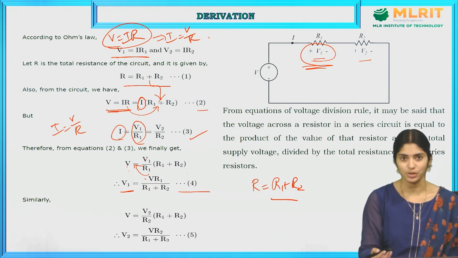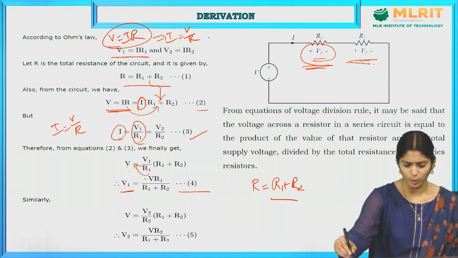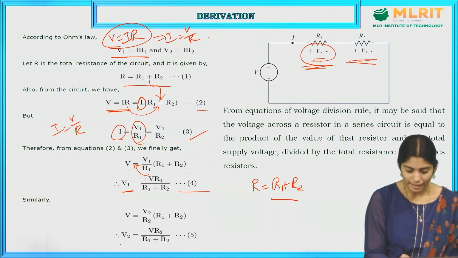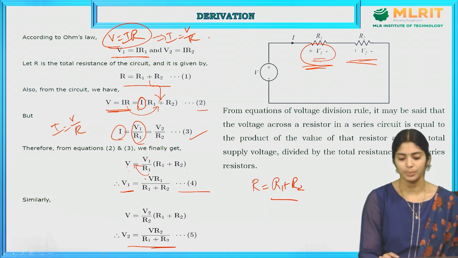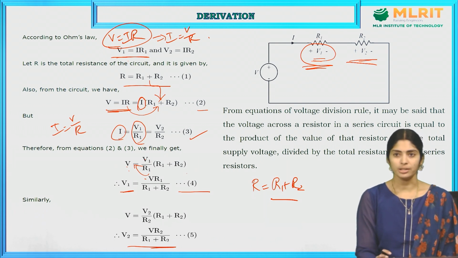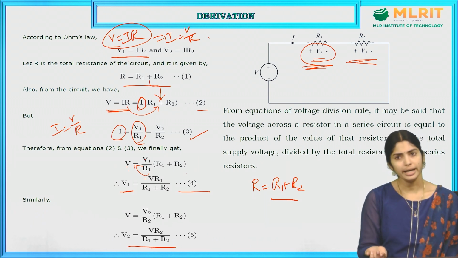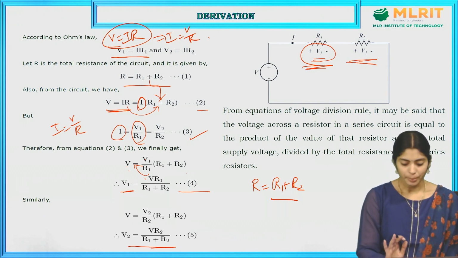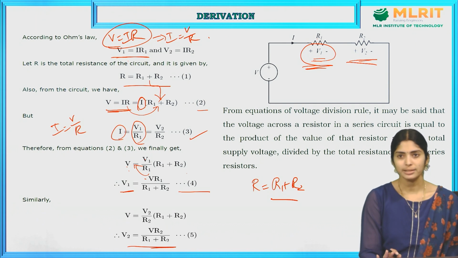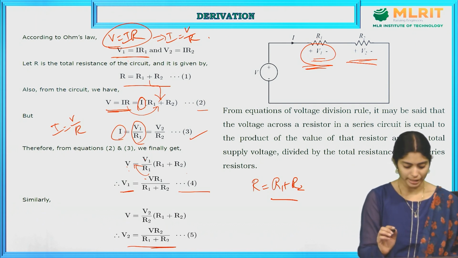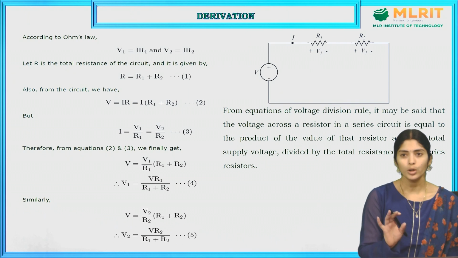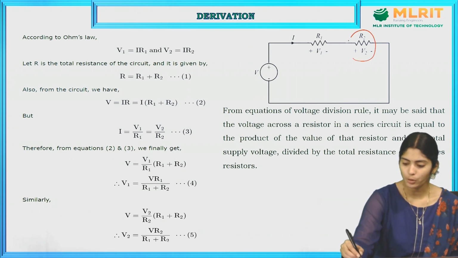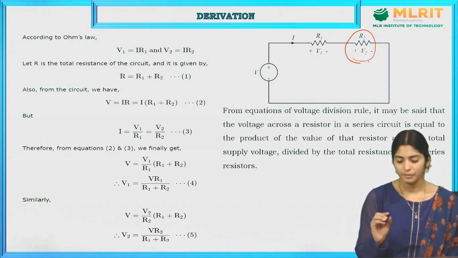Similarly, if we write the equation for the second voltage drop, we get V is equal to V2 by R2 into R1 plus R2. Finally we get V2 is equal to V into R2 by R1 plus R2. So these are the two equations. We can find out all the voltage drops in a similar procedure. For better remembering of these formulas, remember the formula in such a way that, to find the voltage drop across any particular resistance, for example V2, we proceed as follows.